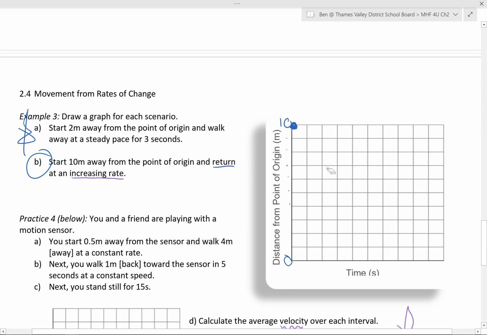of origin. We return at an increasing rate. Okay, so we're getting closer and closer to the point of origin, but our speed is increasing. So the rate at which we are moving will be increasing as we go along. So our general shape, I want you to pause and try it out. Our general shape should be something along the lines of this. It's increasing, getting steeper and steeper and steeper. Okay, so just because we have our distance changing does not mean it needs to be at a constant rate. Sometimes it's increasing, sometimes it's decreasing.